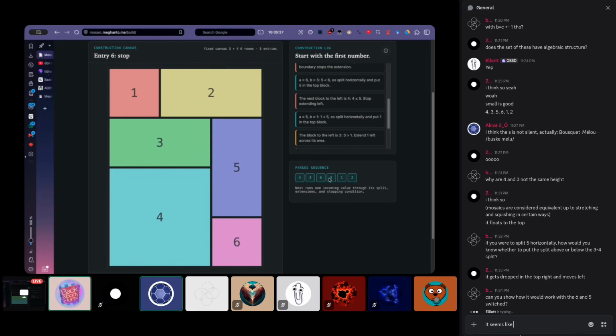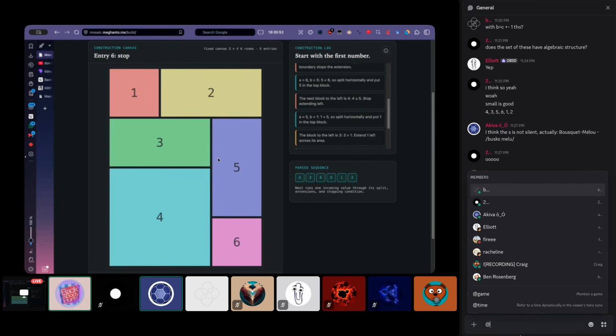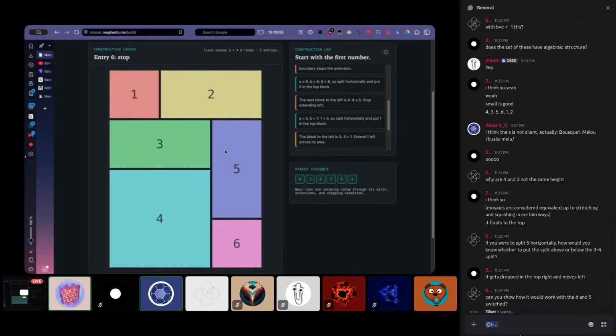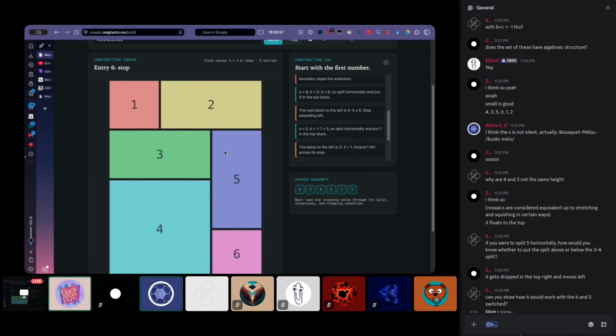Yeah. So my question before was, how would you know whether to put the horizontal split above or below the 3-4 split? And in this case, you chose to put the 5-6 split below the 3-4 split. If you had chosen to put it above, then the difference would be that 3 would be your square and 4 would be a proper rectangle. And yes, it doesn't really matter because we can squish and stretch them as we want and still keep it valid as long as the 4 corners don't touch.